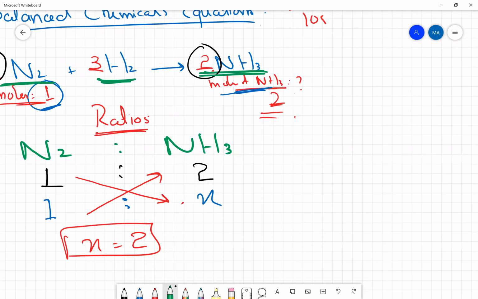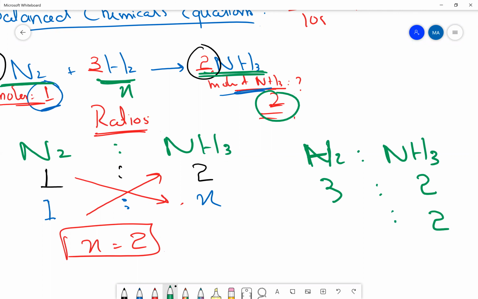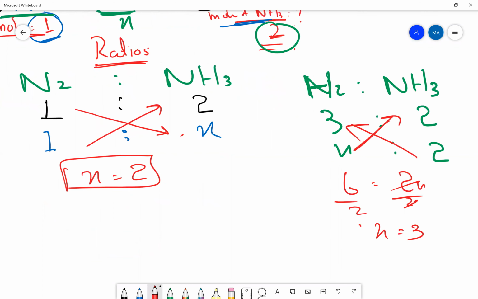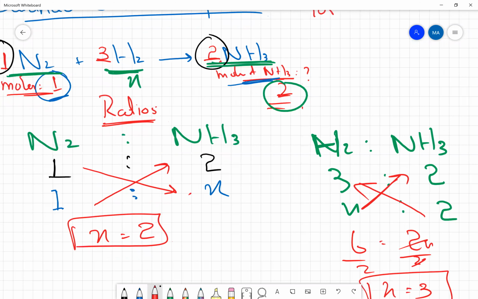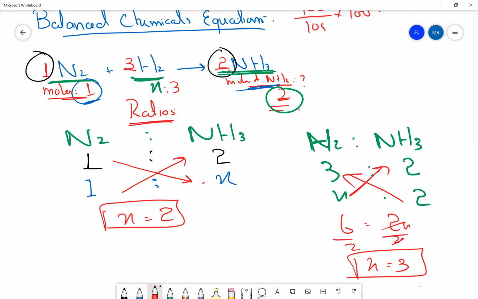So for example, we figured out 2 moles of NH3. Now let's figure out the moles of H2 as well. H2 ratio NH3. H2 is 3, NH3 is 2. We know that the moles of NH3 are basically 2, so we're going to write 2 under NH3 here and X under hydrogen. Cross multiplication, 2 times X and 3 times 2, 6 is equal to 2X. Simple division, X is equal to 3. So moles of H2 are 3. This is how you can use a balanced chemical equation.